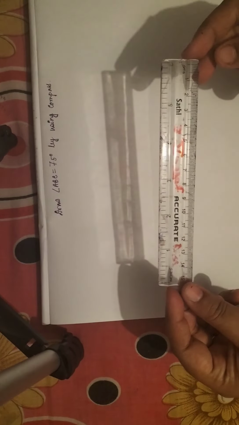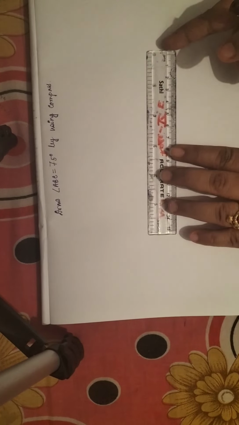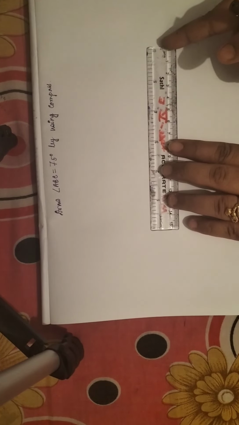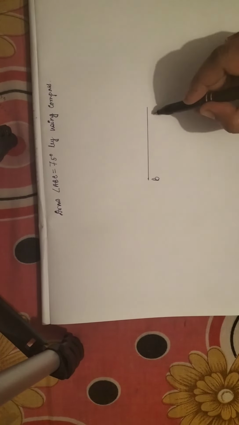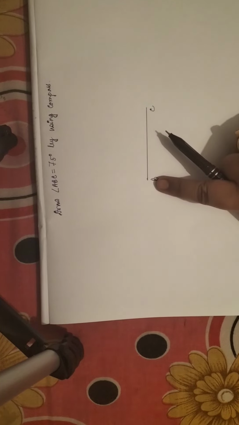So again we have to take the scale and one of the two arms should be drawn of any arbitrary length. Let's name this as BC. So the angle should be drawn at B. Now how will we draw this 75 degree angle? The method is very easy.